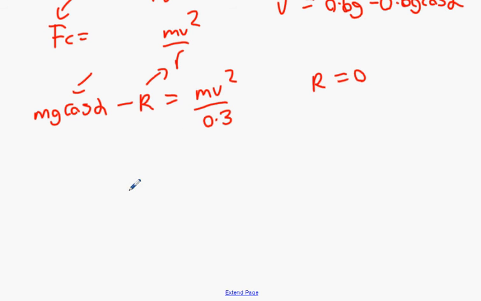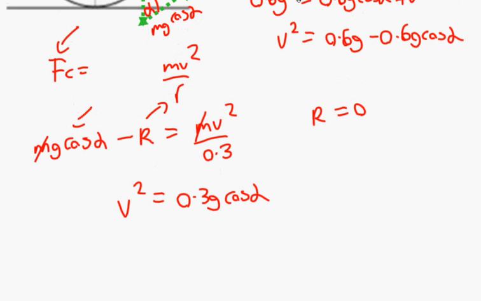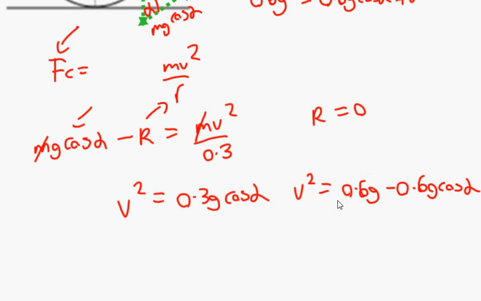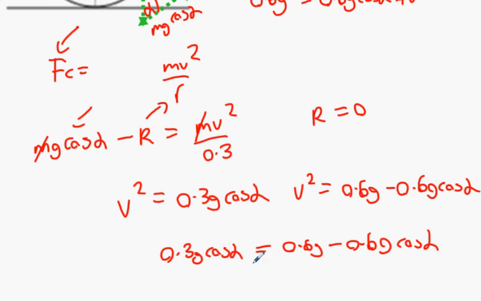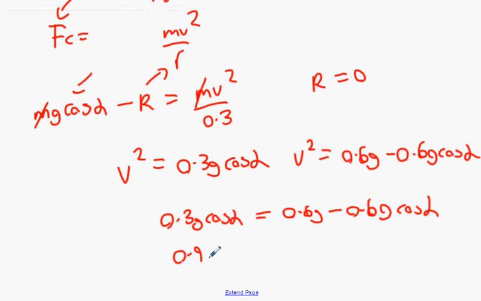So cancel. Then we can cancel the m's because R equals 0 doesn't exist. So we're going to get phi squared equals 0.3g cos alpha. And as it turns out, very compatible with our other equation. So we're going to get 0.3g cos alpha equals 0.6g minus 0.6g cos alpha. Okay, we're going to get 0.9g cos alpha equals 0.6g. We're going to get cos alpha equals 2 over 3.